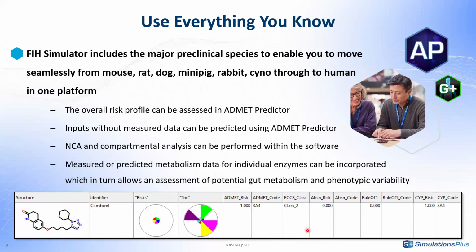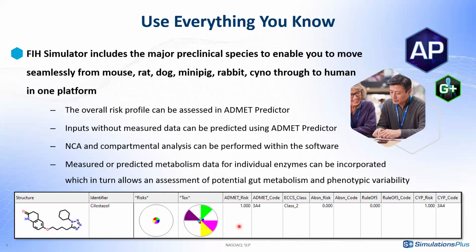The screenshot at the bottom of the slide here is from our standalone version of ADMET Predictor and shows the results for a structure import of psilocybin. It has an ADMET risk score of 1 and an ADMET code of 3A4. ADMET risk is a drug development liability score that uses threshold values of various models to flag molecules that have potential developmental liabilities for oral administration, for example, low aqueous solubility, or in the case of psilocybin, CYP3A4 metabolism.